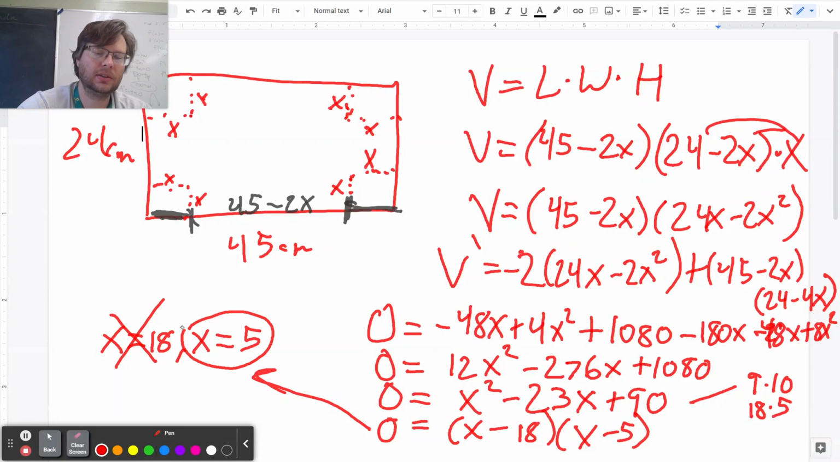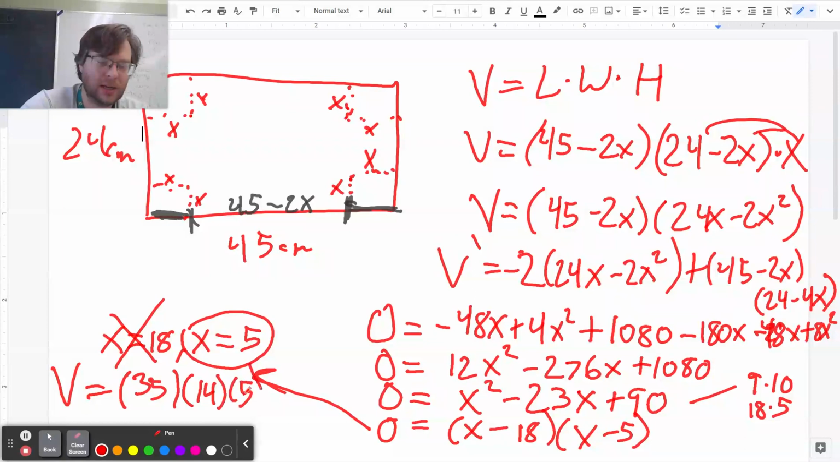And then I go back to my volume formula and I plug in 5. So my length is 45 minus 10, so 35. My width is 24 minus 10, so 14. And my height is 5. So 35 times 14 times 5 is a volume of 2450. So that's the total volume.